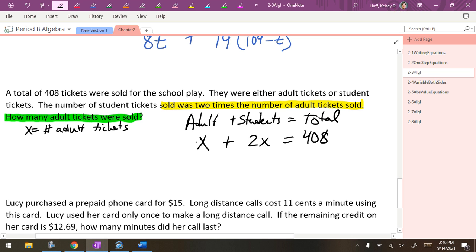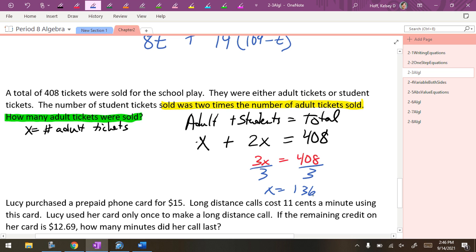Many people just want to write 2x equals 408. You're gonna get it wrong. What's the first thing I do here? Combine like terms. X plus 2x is 3x. Then divide by 3. X equals 139. 136. 18 divided by 3 would be a 6.